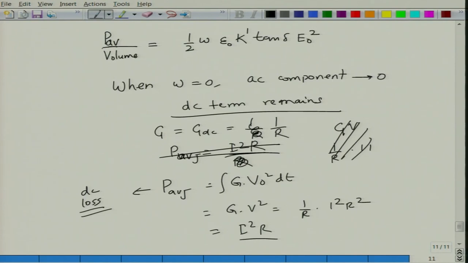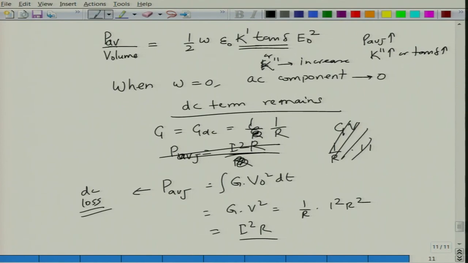However, you can see the frequency dependent contribution: the power loss increases as your tan delta value increases, or you can say as your epsilon kappa double prime value increases. So your P average will go up as your kappa double prime goes up, or tan delta goes up. And this also means that as you increase the frequency, the power loss will also go up. So this is the dielectric property representation in terms of frequency.